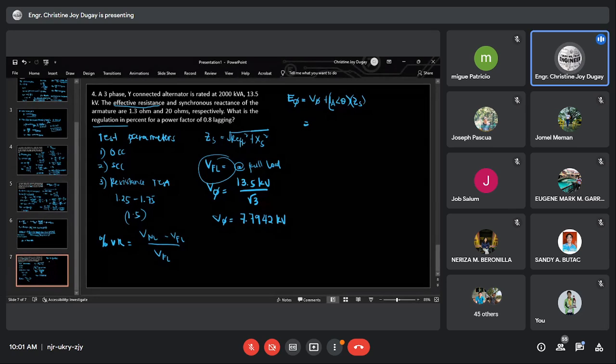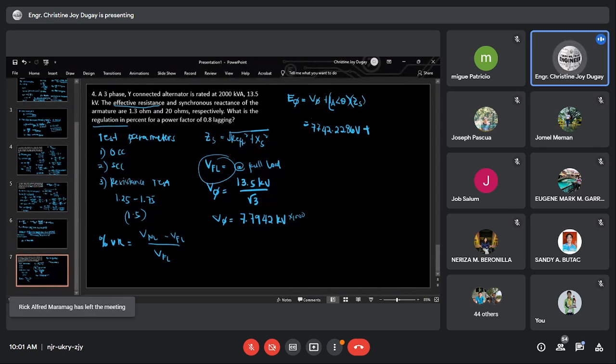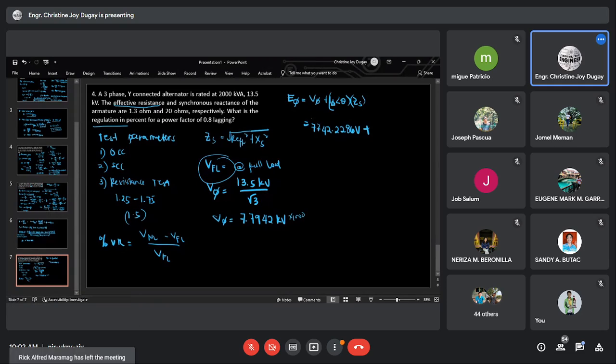So, meron naman na tayong value ni V phase, no? Naka-kV ito. Please take note, this is in kV, no? So, kung kV po yan, nakakilo siya. So, para hindi po kayo malito later on, pwede po ninyo siya i-convert. I-multiply nyo lang ito ng 1,000. Ayan. Para ma-convert nyo siya in 7,794.2 volts na lang siya, no? And then, plus natin si current. Okay, saan natin kukunin si current?